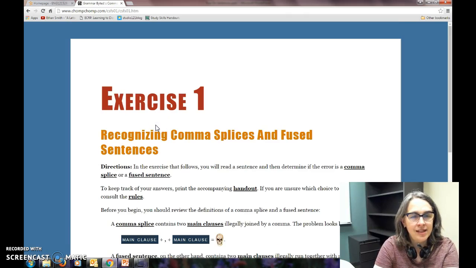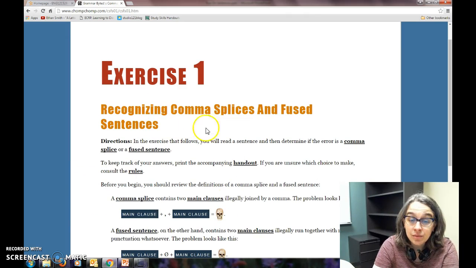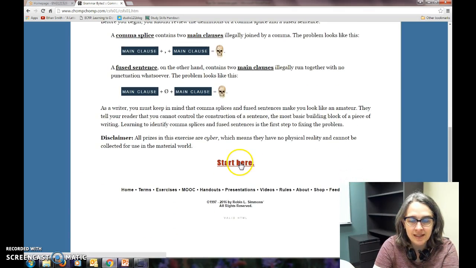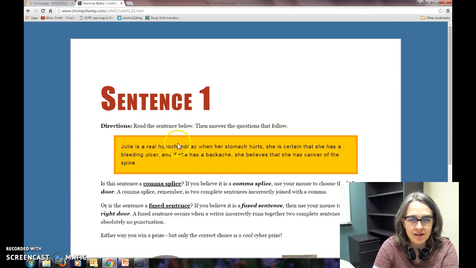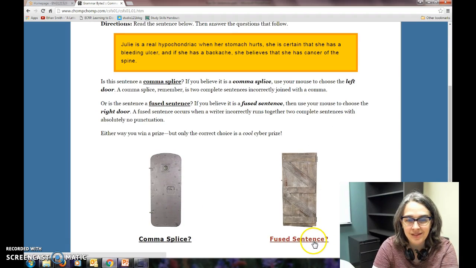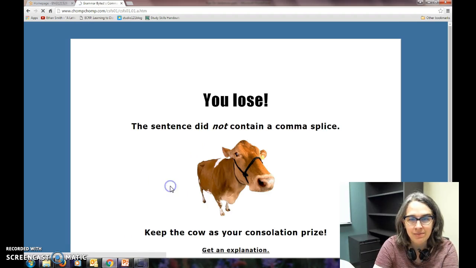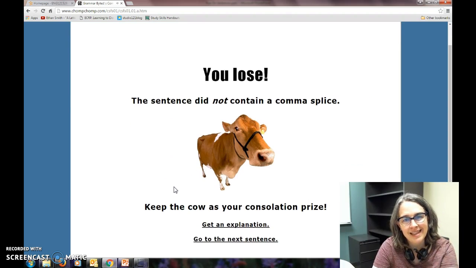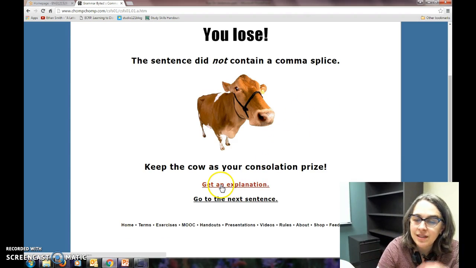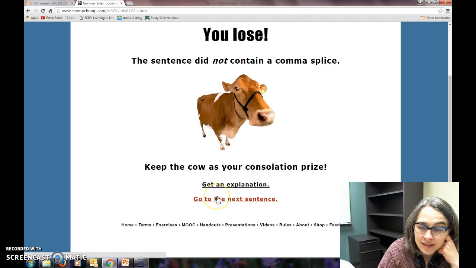If you click on the interactive exercise link, it will give you a reminder of how you recognize comma splices and fused sentences. You go down to the bottom to click start here. It will tell you to read a sentence and then answer the question: is it a comma splice or a fused sentence? So let's say you choose door number 1 and say it's a comma splice. Sadly, you lose. The sentence did not contain a comma splice. You can keep the cow as your consolation prize, it says. And you can click here to get an explanation, or you can go on to the next sentence.